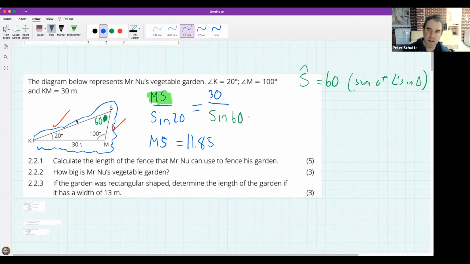That means that this side over here is 11.85. And you have a choice. You now need to find KS. Now you could use the cos rule, or it looks like to me, you could use the sine rule. I don't mind which one. I'm probably going to use the sine rule, but either of them is fine. And I want you to try and find me KS. And then once you found that, I want to know what the final answer, which is the perimeter.